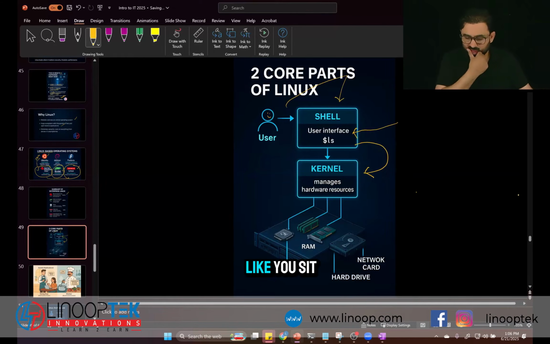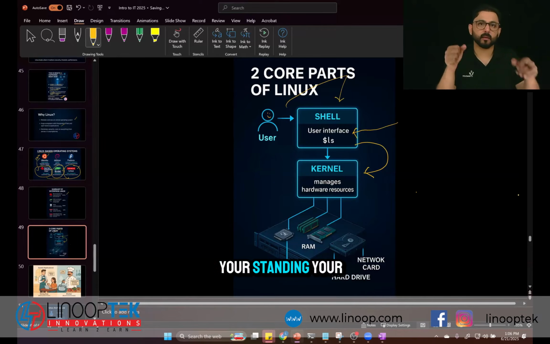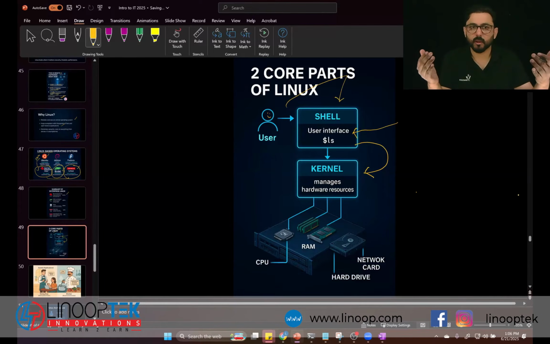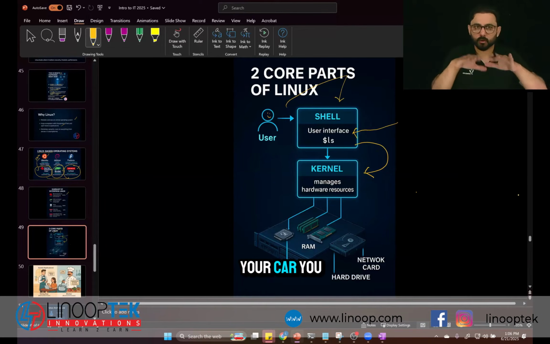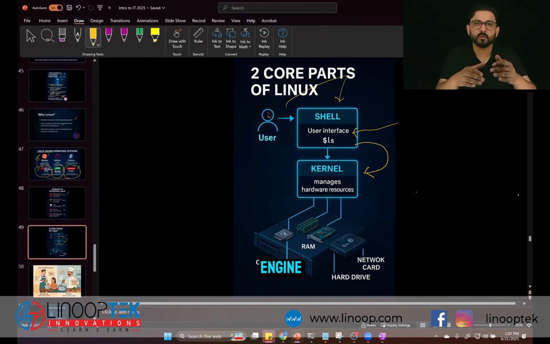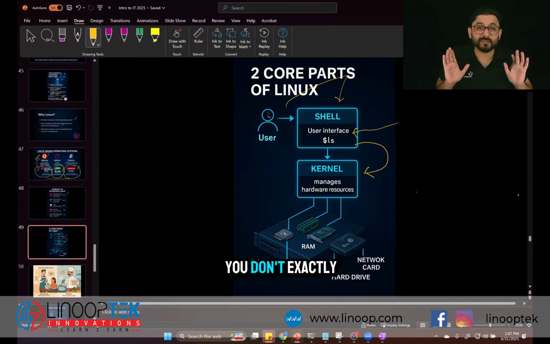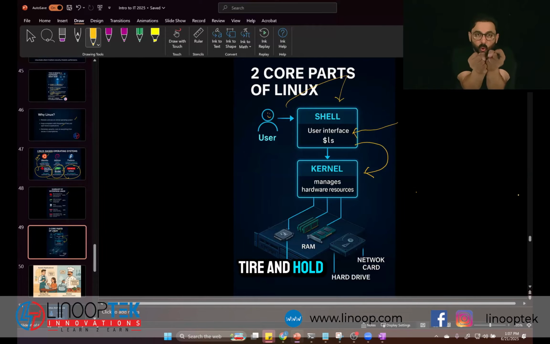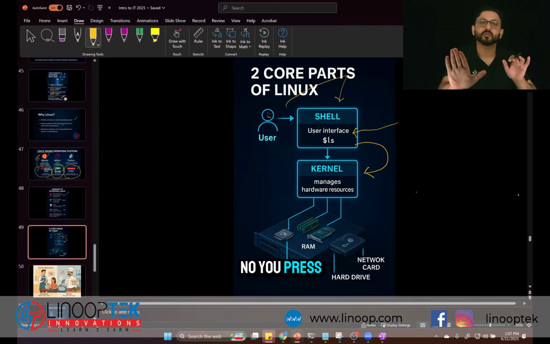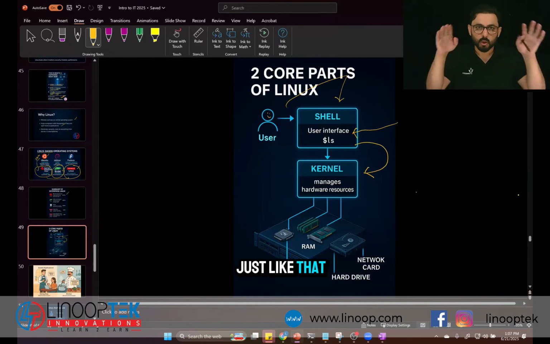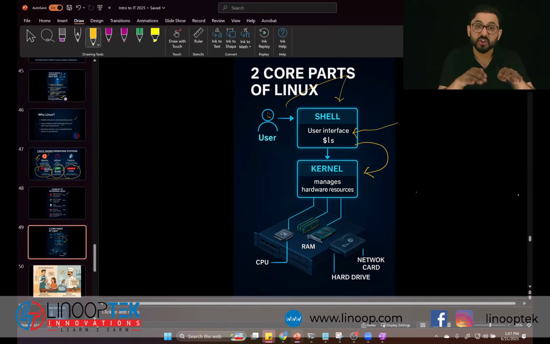Think of it like you sit in your car, your steering, your gear is the shell. You use your steering, you use your gear to send commands to the engine, to the transmission, to the brake system, to the tires. You don't exactly go to the tire and hold it and say, hey, stop. No, you press your brake just like that. You type your commands in the shell, the shell will go to the kernel. Kernel is all under the hood. You will not see the kernel operations.